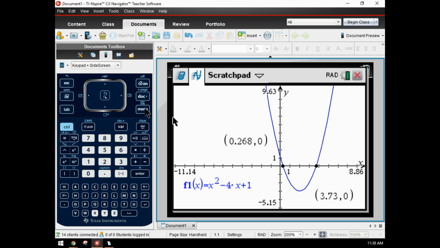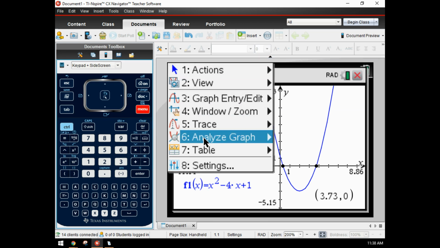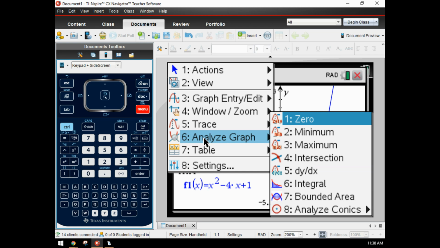And if I go to menu again and analyze graph, you need to know where this is, because this is very helpful during the STAR test specifically, because I don't know how to get Desmos to do some of these things. The calculator makes a lot of things easier for you. And Desmos is easier in some ways too, so that's why we let you use both of them on the STAR test. The more things you have to help you, the better.